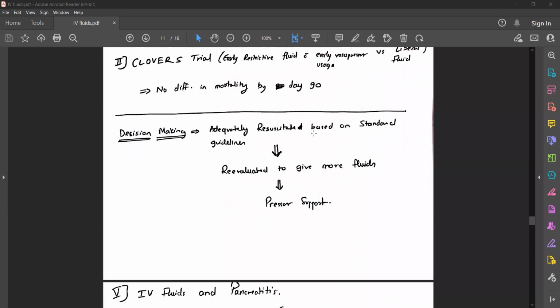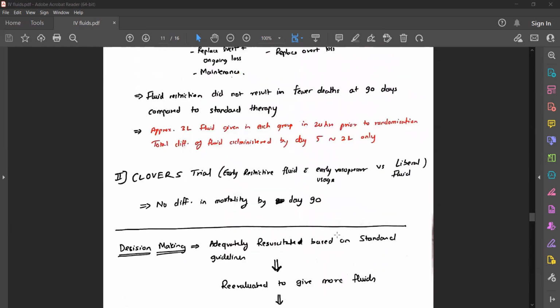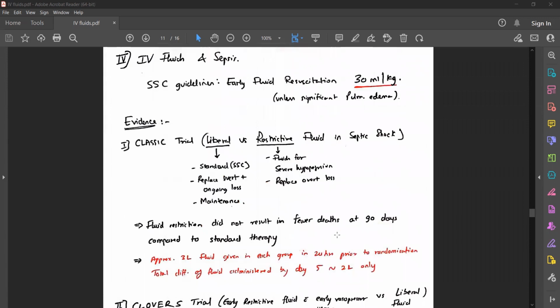You will first resuscitate someone based on the standard Surviving Sepsis guidelines, 30 ml per kg. You will reevaluate the patient to see if more fluids are needed, and then you would also supplement with pressor support. Now, in my personal opinion, when you are new in the ICU, in your first or second ICU rotations, you would see that a lot of times somebody would start the patients on pressors early on in the course of the ICU admission.